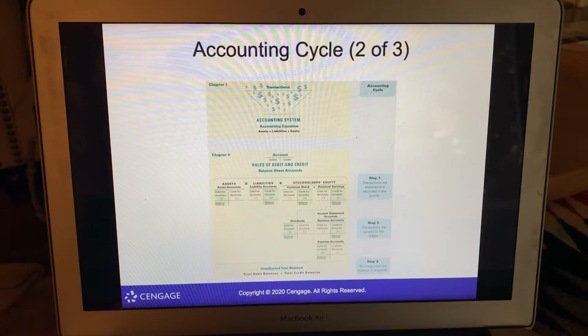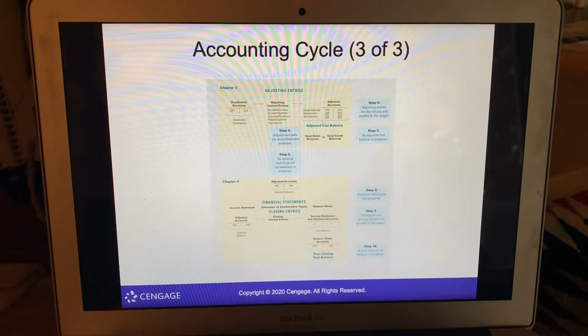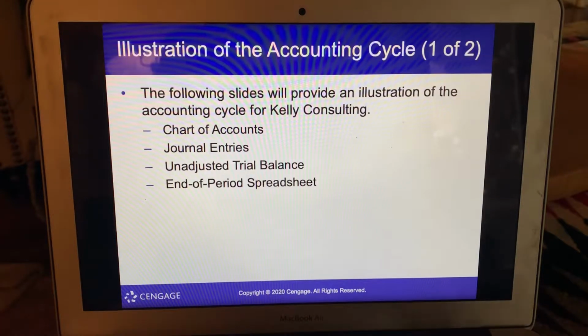Again, the accounting cycle takes all the transactions, which we looked at in chapter 1. In chapter 2, we looked at the rules of debit and credit, the balance sheet, analyzing, and then we come up with the unadjusted trial balance. And then chapter 3 looked at the adjusting entries that we need to make. Chapter 4 looks at the financial statements and the closing entries. So that's the accounting cycle.